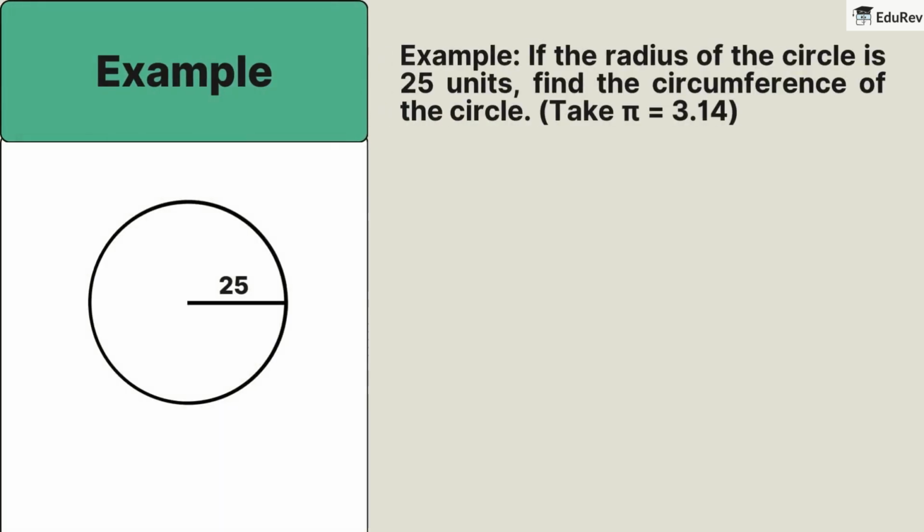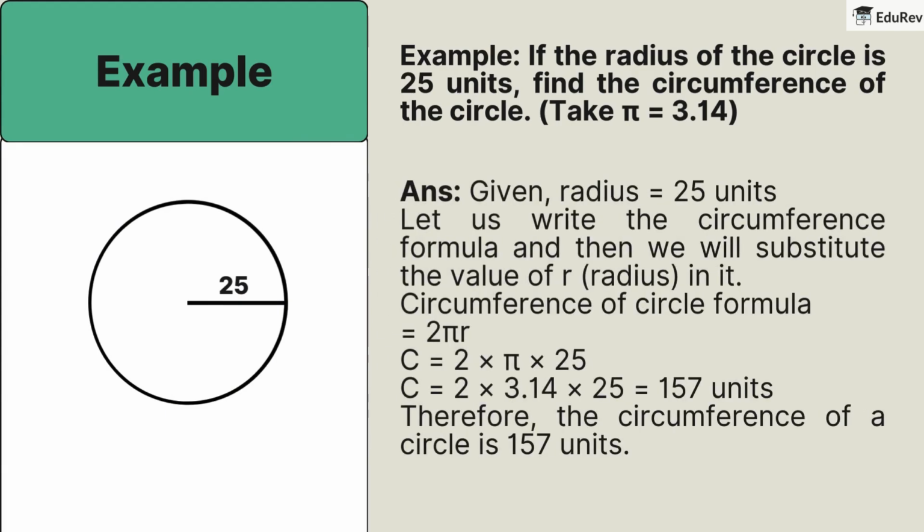Let's consider an example. If the radius of the circle is 25 units, we can find the circumference using the formula C is equal to 2 multiplied by pi multiplied by 25, which is equal to 2 multiplied by 3.14 multiplied by 25, which is equal to 157 units. Therefore, the circumference of this circle is 157 units.